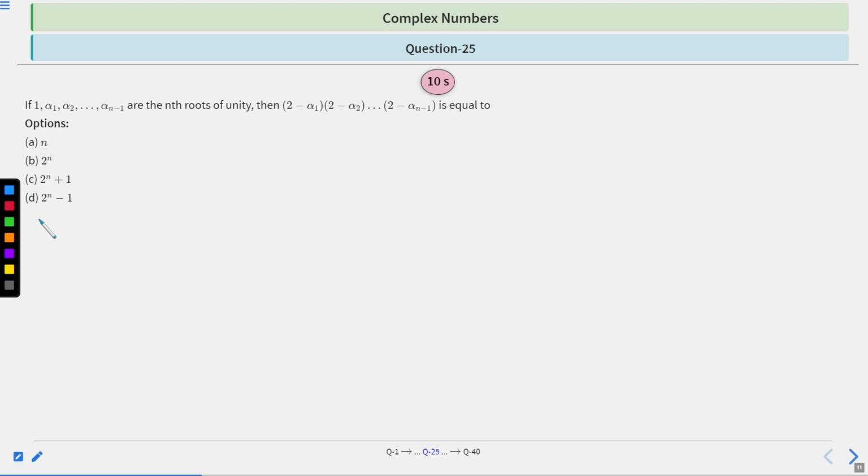Question number 25. If 1, alpha 1, alpha 2, till alpha n minus 1 are nth roots of unity, then we have to calculate 2 minus alpha 1 into 2 minus alpha 2, till 2 minus alpha n minus 1. Let's move to the solution after 10 seconds.